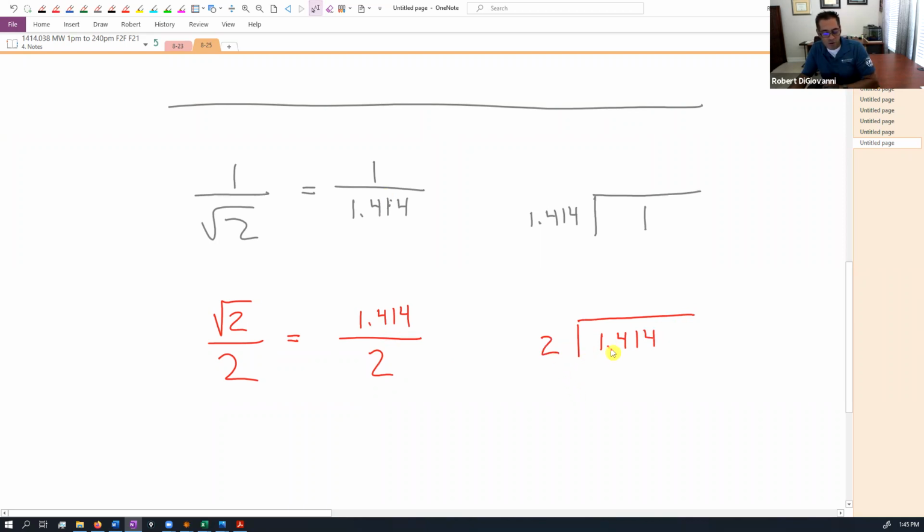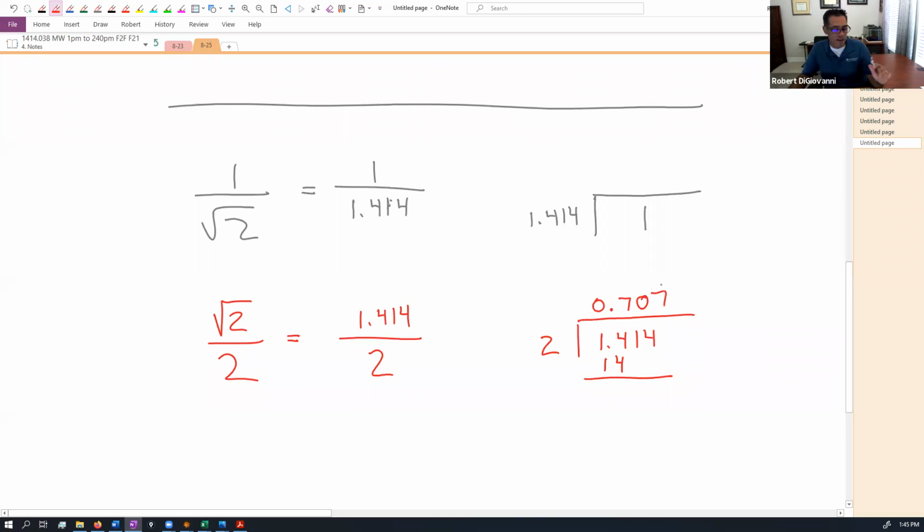And now when you go to try and divide this, you say, okay, 2 doesn't go into 1, so I put a 0 here. Okay, 2 goes into 14 7 times. Bring down a 1 4, subtract. Do you understand? Like, this is much easier to do by hand.